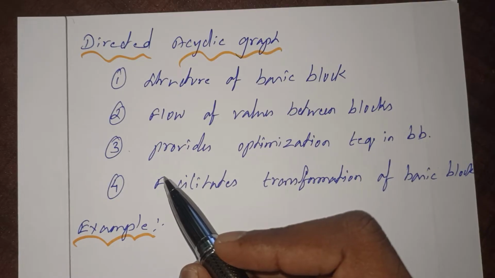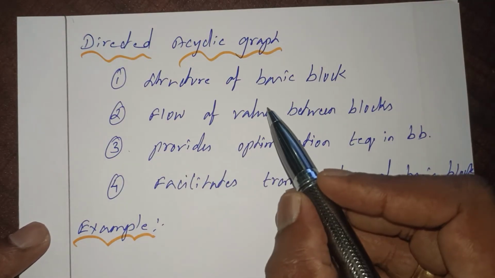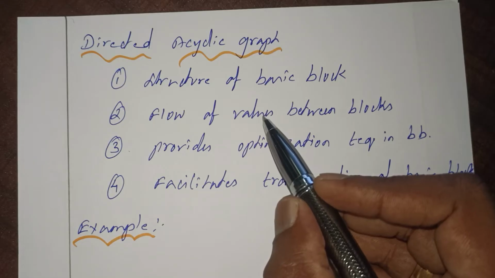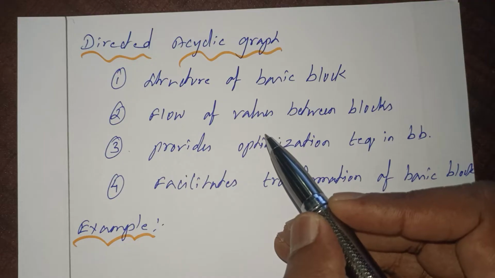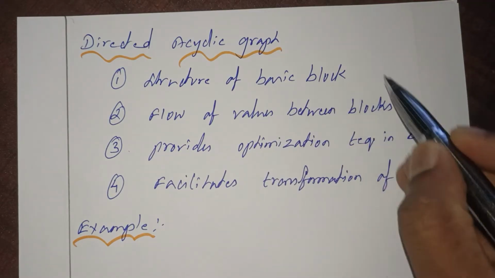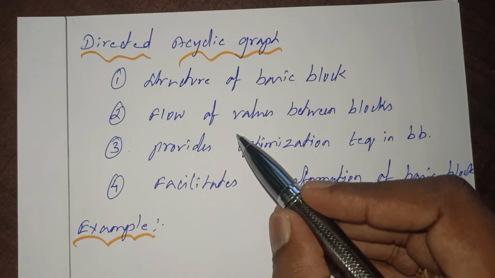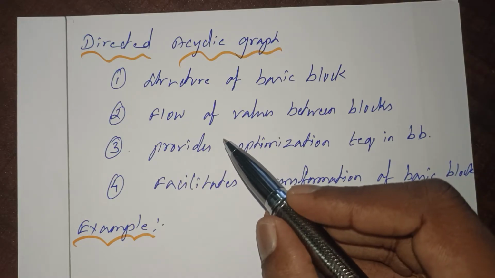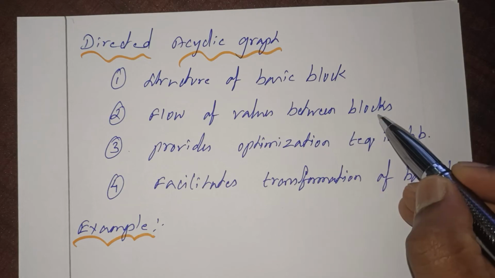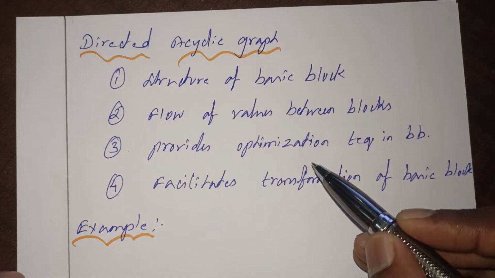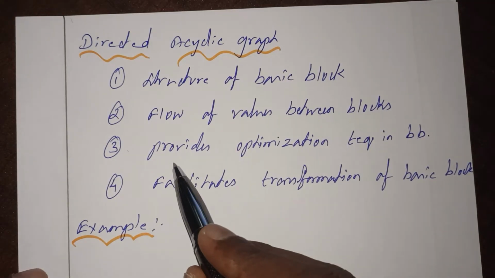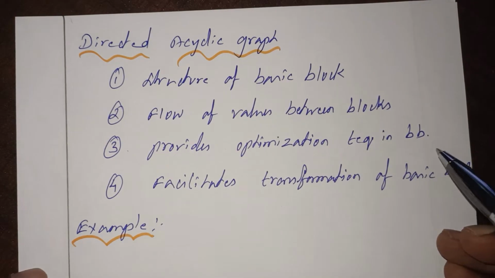Basically, the structure of a basic block will be optimized, so the DAG is used to represent the structure of a basic block. What is the purpose of it? It is used to visualize the flow of values between the blocks. It is representing a structure as well as visualizing the flow of values between the blocks. So it is always used as an optimization technique in a basic block.